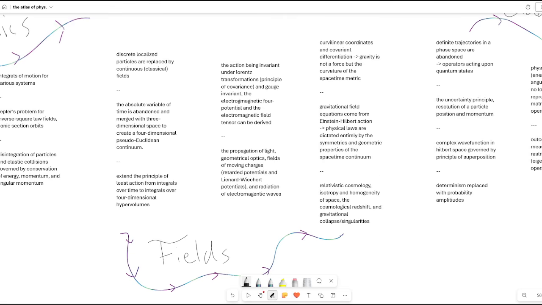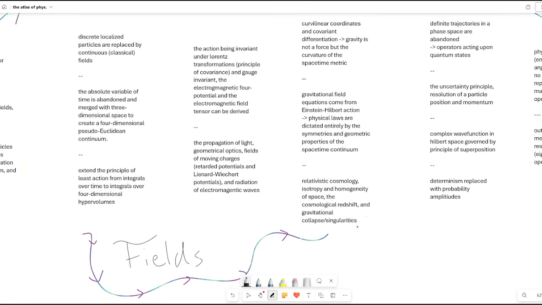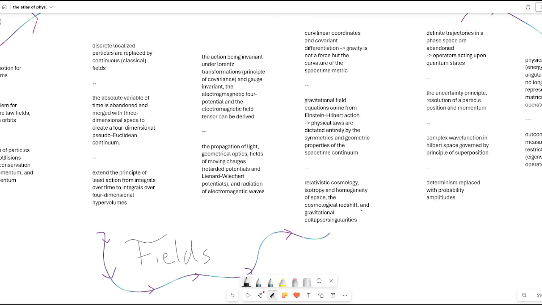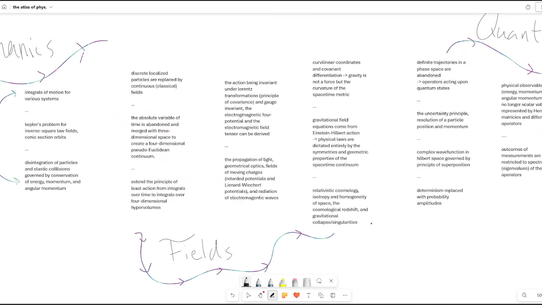All right. And then, of course, it's important to realize that some popular solutions of the field equations govern all of relativistic cosmology by just taking the isotropy and homogeneity of space, again, very seriously. By taking these conservation laws very seriously, you get the finite-time universe. And so that's where we get the 13.4 billion years, or 13 point something billion years, age of the universe, by also examining the cosmological redshift and gravitational collapse. And singularities are also interesting gravitational phenomena.